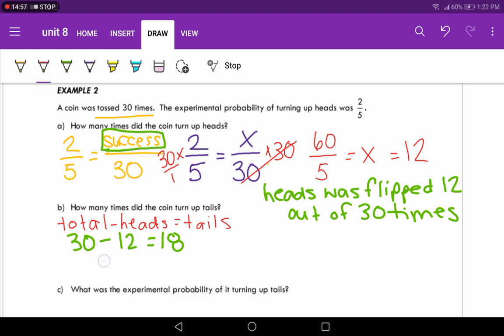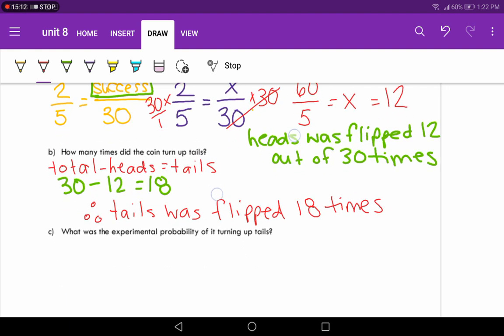So we can just do a quick summary. Therefore, tails was flipped 18 times.